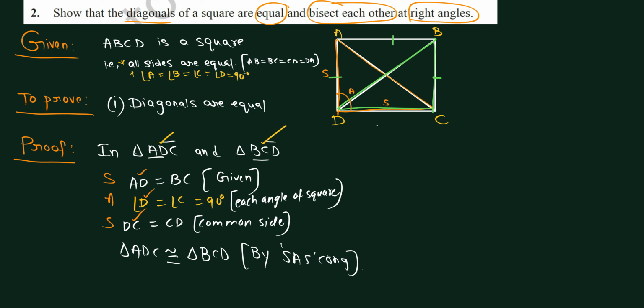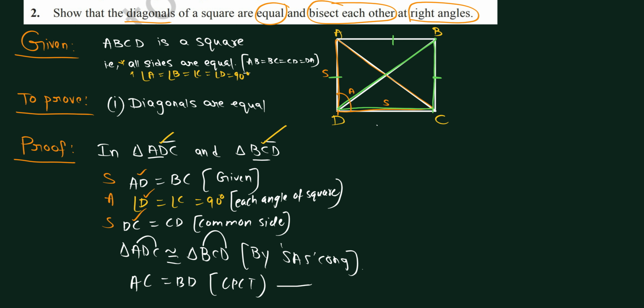Now you see from this congruent triangle, can I say that diagonals are equal now? AC is equal to BD. Yes or no? Can I say now? So from this we can say that AC is equal to BD. Why are these two equal? Well, CPCT. So the final line you have to write here: therefore, diagonals of square are equal.